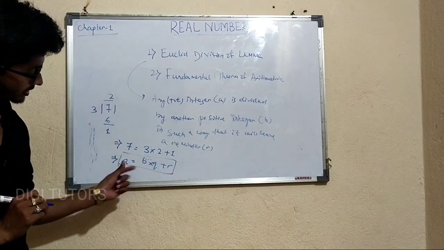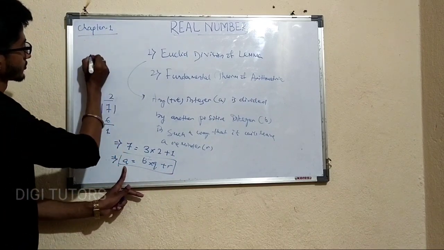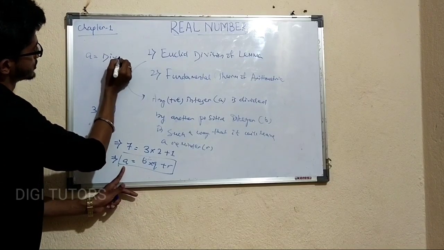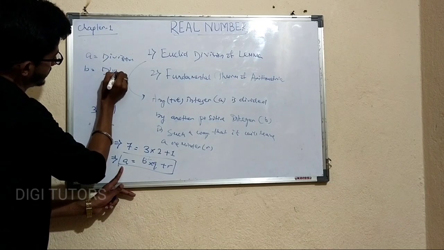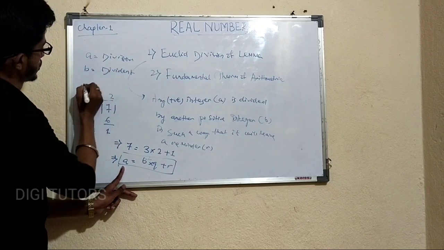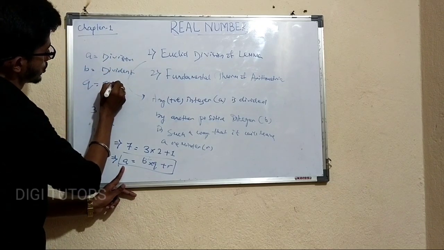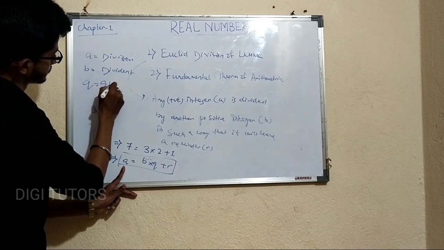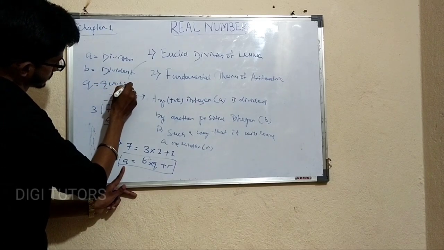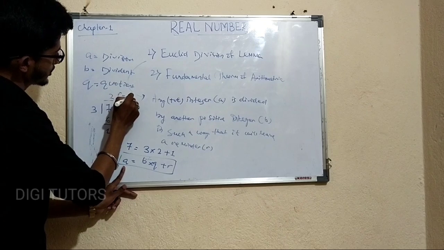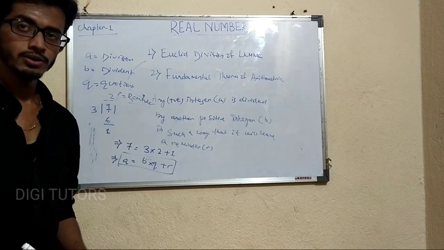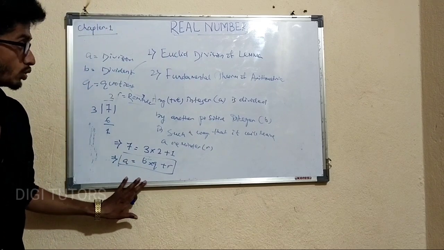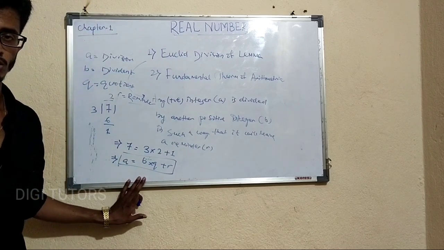In this form, a is the dividend, b is the divisor, q is the quotient, and r is the remainder. Okay, this is your Euclid's division lemma.